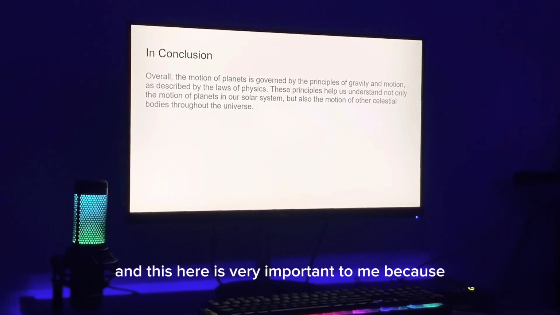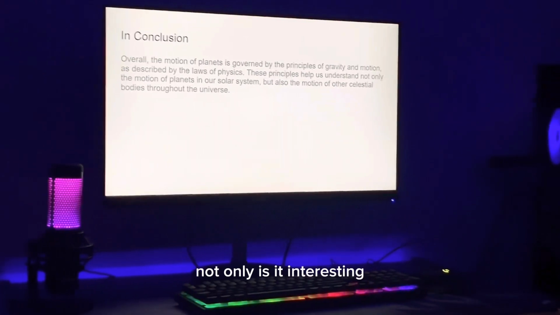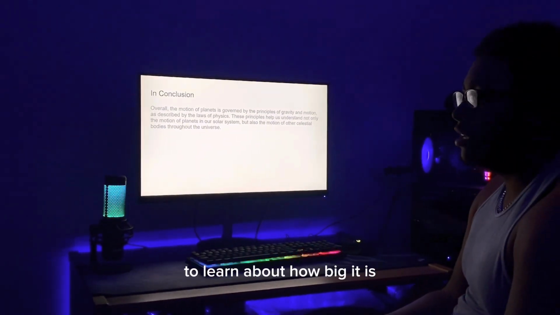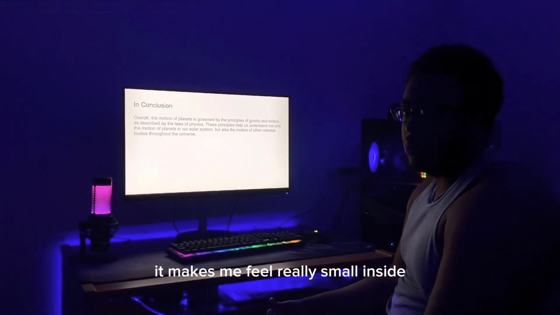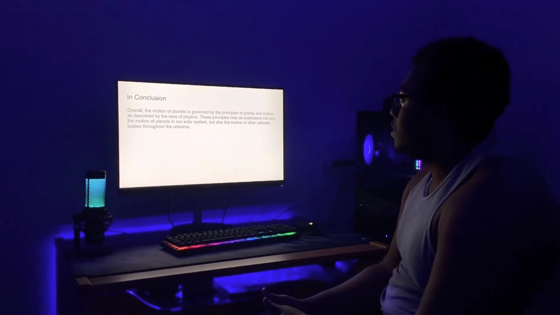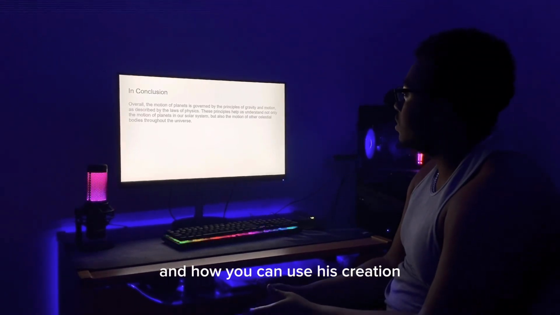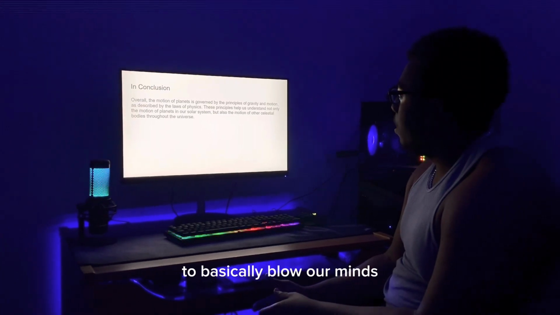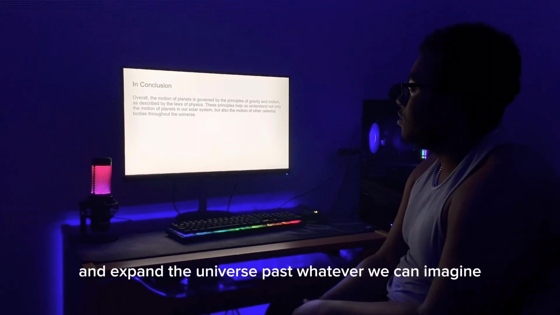And this is very important to me, not only because it is interesting, but because I wanted to learn about it more this year, since I found space interesting and wanted to learn about how big it is and how big the universe is. It makes me feel really small inside. But it's also interesting because it expresses how amazing God is and how he can use his creation to blow our minds and expand the universe past whatever we can imagine.